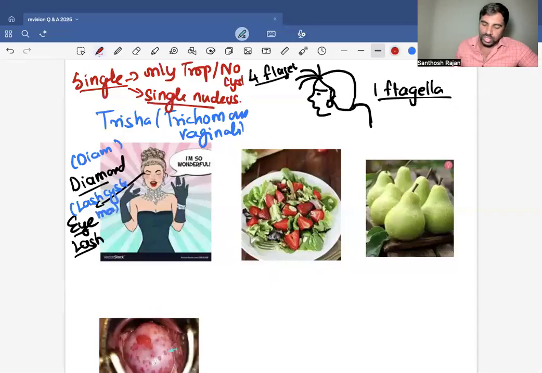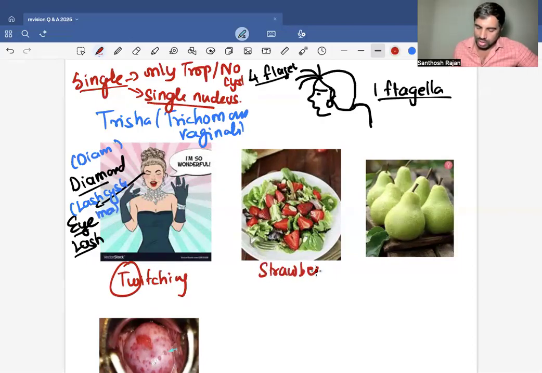And the motility, T for twitching. It has a very typical twitching motility. Another point. And Trisha's favorite food, you can see, is strawberry. She loves strawberry with green. Anything that comes with green discharge, you think about this. And strawberry, because strawberry vagina.